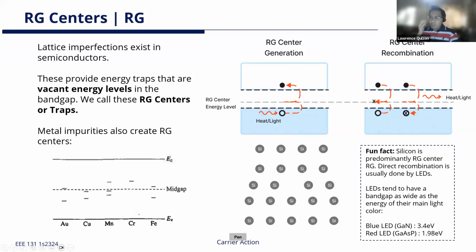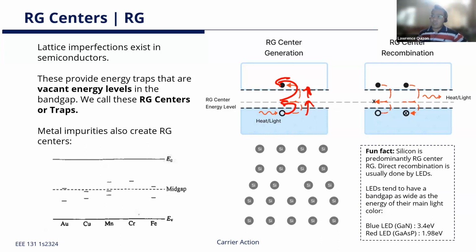And the macro scale effect really is it adds extra energy levels to use in the energy bands. So there is an extra energy level here in the middle that electrons can occupy in order to more easily get up here. This is what you would call indirect generation. The electron jumps to the RG center and then further jumps to the conduction band.